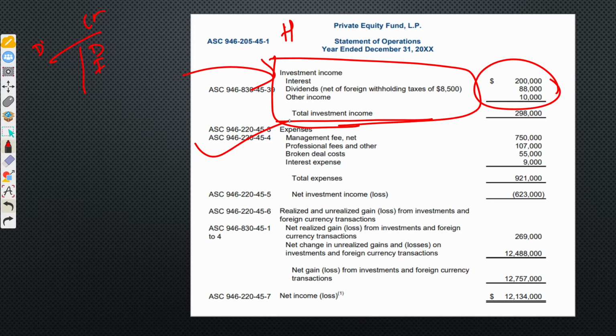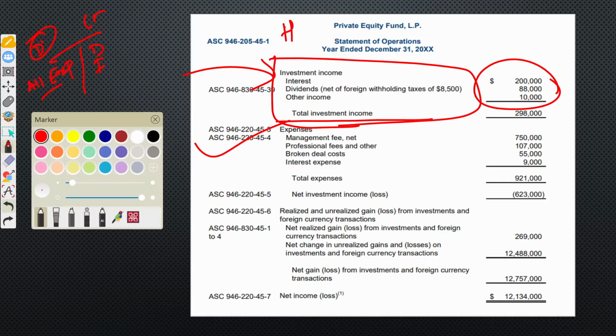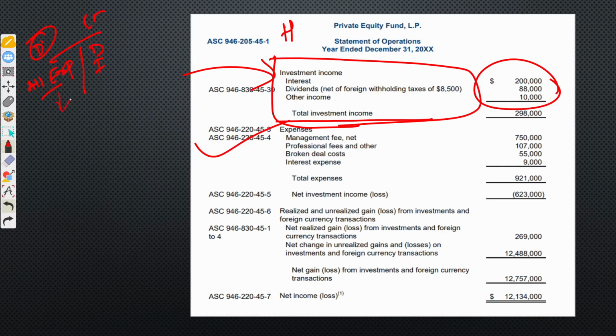So basically that would be the P&L's debit side. All expenses that we record.